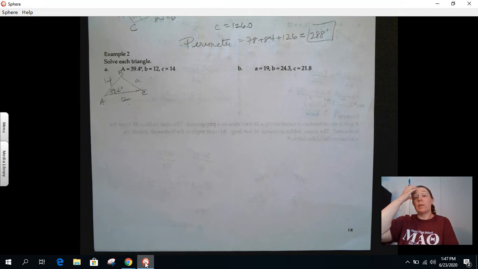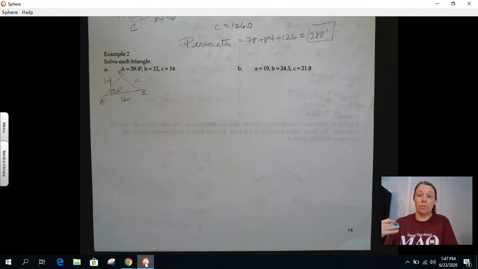So people will always ask me, well, how do I know law of sines or cosines? I personally always try to do law of sines first because it's easier to me. And if that doesn't work, then I know I have to do law of cosines.